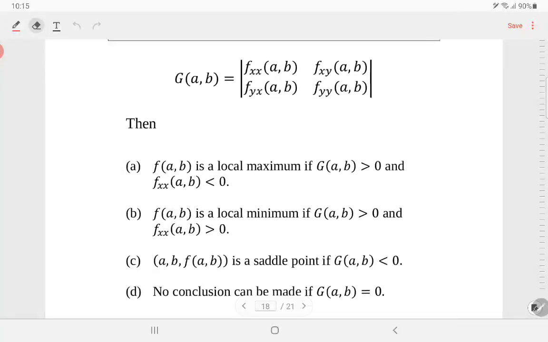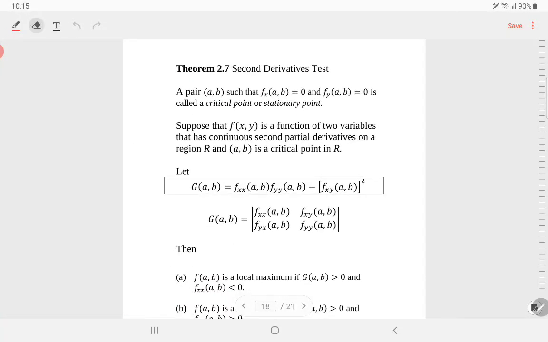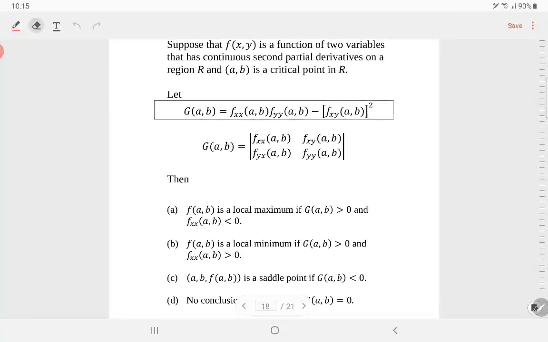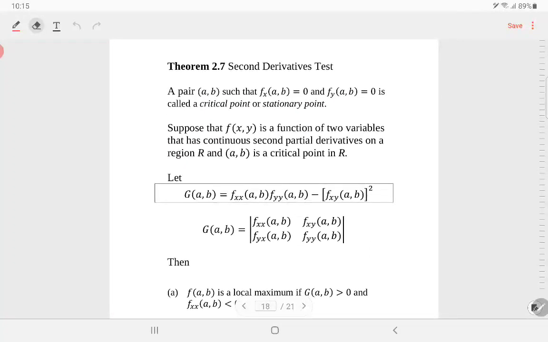Now I'm going to show you another theorem, called the second derivative test, where we can determine whether our critical point is a local maximum, local minimum, a saddle point, or neither. This is theorem 2.7. I'm not going to go over how to derive the theorem. I'm just going to show it to you and we're going to use it.